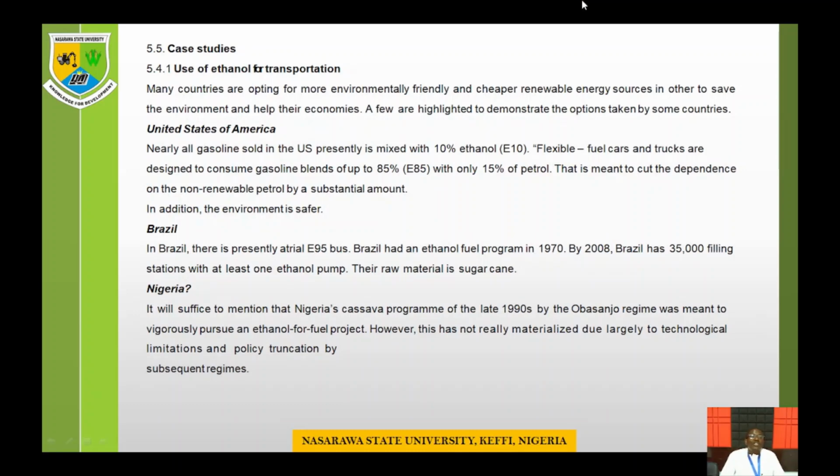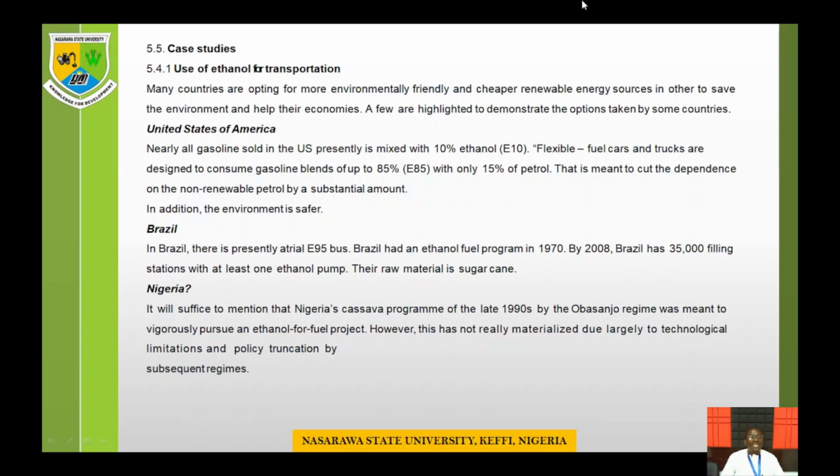Now let's look at some case studies on the conservation of energy. Number 1 is the use of ethanol for transportation. Many countries are opting for more environmentally friendly and cheaper renewable energy sources in order to save the environment and help their economies. A few are highlighted to demonstrate the options taken by some countries. Please take note, when you hear green options, these days we are referring to renewable options.